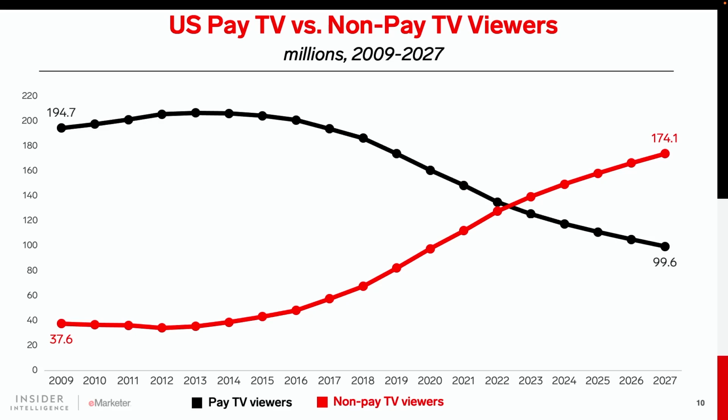So when we say pay TV, we're really referring to traditional pay TV. So we mean people who are paying for a monthly TV channel package through cable, satellite, or telco providers. On the other hand, when we say non-pay TV viewers, we're referring to people who either cut that traditional pay TV cord or never had that subscription in the first place. So we call these folks cord cutters and cord nevers, and the red line is the combination of those two groups.